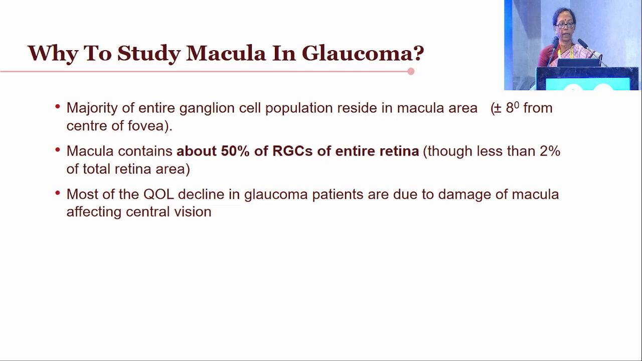This signifies its importance, and we have to think about the quality of life of the patients. Most of the decline in quality of life in glaucoma is because of damage to the macula. The patient is not bothered about his nasal step or paracentral scotoma. What he is bothered about is loss of central vision, like loss of contrast sensitivity, increased chances of falls, difficulty in driving, difficulty in reading. All those are functions of central vision. So we should be careful about evaluating central vision function in case of glaucoma.